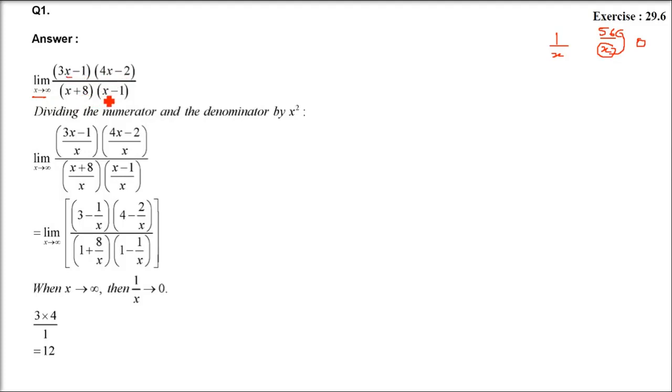So there are two ways you can do. First is either you multiply this and then do it, or if you want to put x tends to infinity directly, it will be simply infinity by infinity, because 3 into infinity minus 1, 4 into infinity minus 2, infinity plus 8, infinity minus 1. So infinity by infinity. So we will take the highest power of x. We will divide numerator and denominator both by the highest power of x.